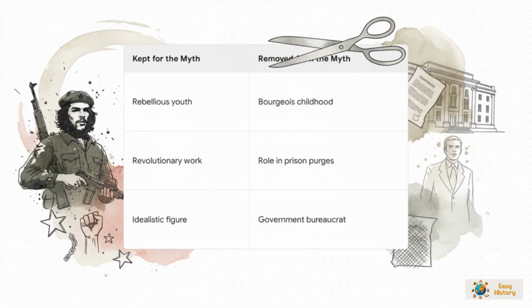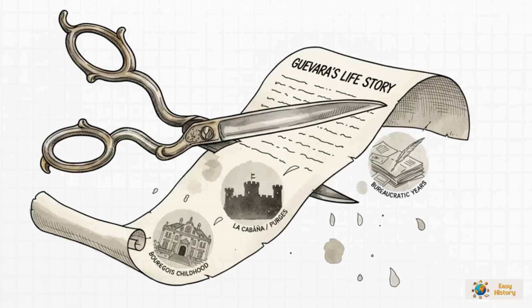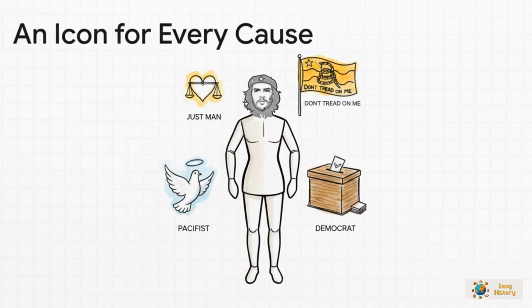Yeah, creating this product involved some, let's call it, very careful editing of his life story. The inconvenient bits, like his upper-class childhood or his time as a government bureaucrat, yeah, those were pretty much removed. Instead, the spotlight was put squarely on his rebellious youth and his time as a guerrilla fighter. It created a much cleaner, simpler, and frankly, a much more marketable story. And what you get is this curated version of a man, a blank slate, really. He could be shaped into whatever symbol anyone needed him to be.